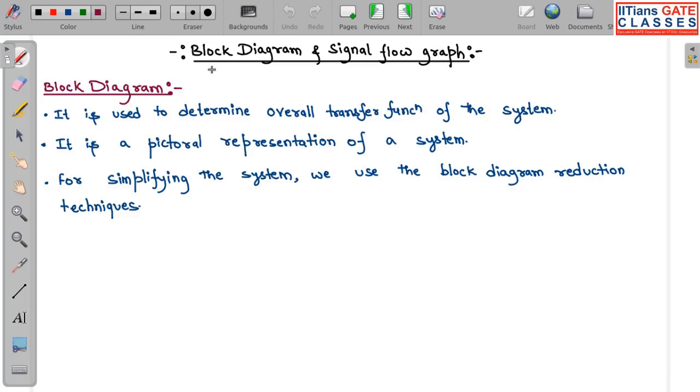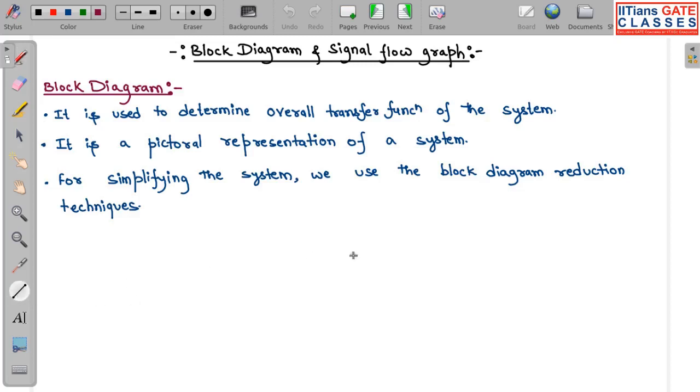So you can see the topic that I have taken for control system is block diagram and signal flow graph. So this is a very simple topic. Okay, so here you can see, first is block diagram. So by block diagram, what do we mean? First, basically, if we take a system, a control system, we usually define it pictorially. Okay, pictorially we define a system.